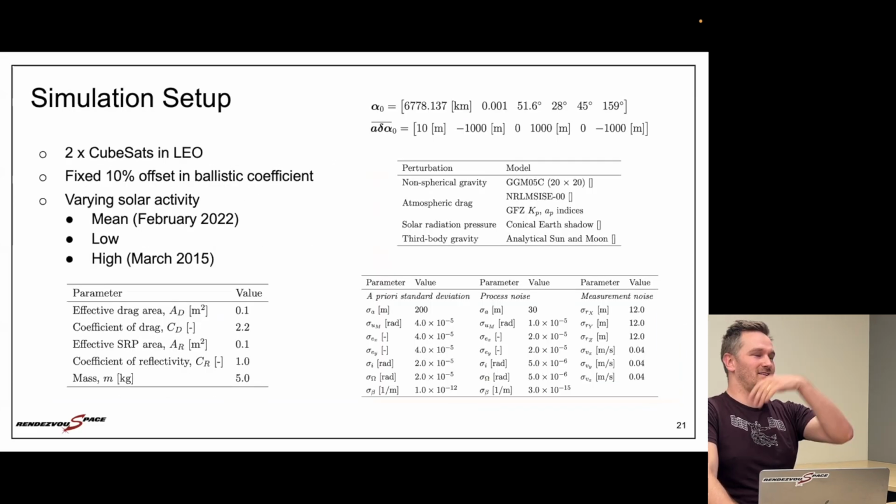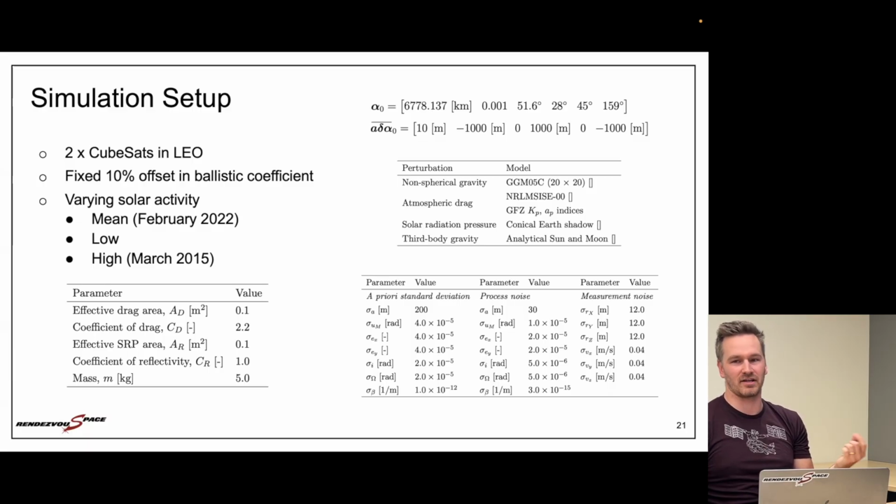Okay, so I'm gonna just skip this. To set up, typically what we usually see, the only key thing is we're talking about 2 CubeSats in LEO and a fixed 10% offset in ballistic coefficient. So this is something that you can expect. No two, even identical, spacecraft are perfect, based on variable propellant consumption rates or slight differences in attitude modes.